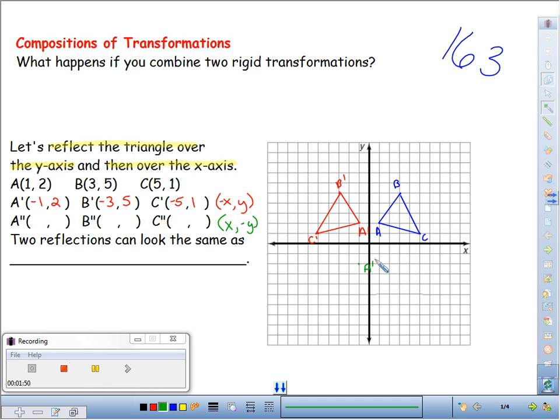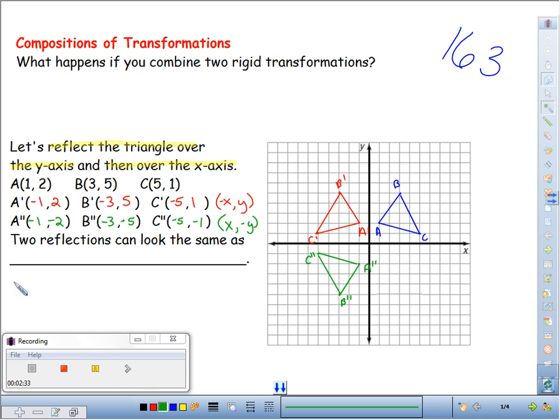So that'll be A, and we're going to call this one double prime so we know which image we're talking about. C double prime will be 2 away, and B double prime will be 5 away. 1, 2, 3, 4, 5. So that's B double prime. We're going to connect these points here. Okay, so this time I have negative 1, negative 2, negative 3, and then negative 5, negative 5, and negative 1.